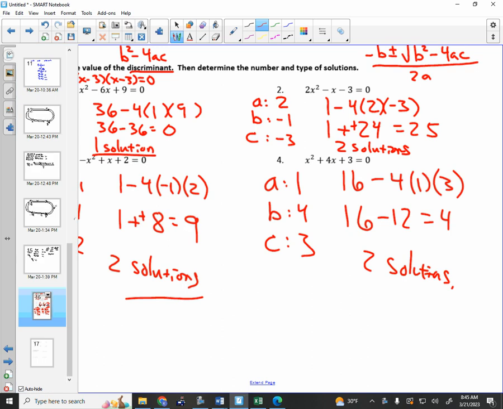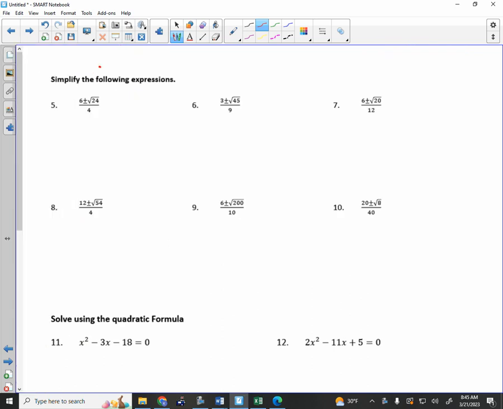All right, flip it over. Before we actually implement the quadratic formula, I want you to know that sometimes you end up with expressions that look like this in the quadratic formula. We have to be able to simplify them. And so I want to go over kind of the simplifying process here. You see 6 plus or minus the square root of 24 over 4. That is not simplified because you could take a perfect square out of 24.